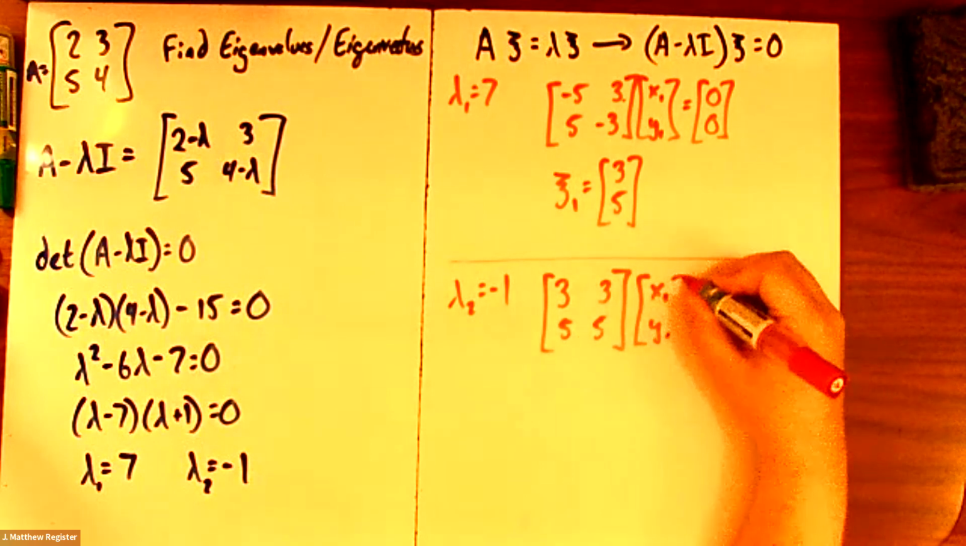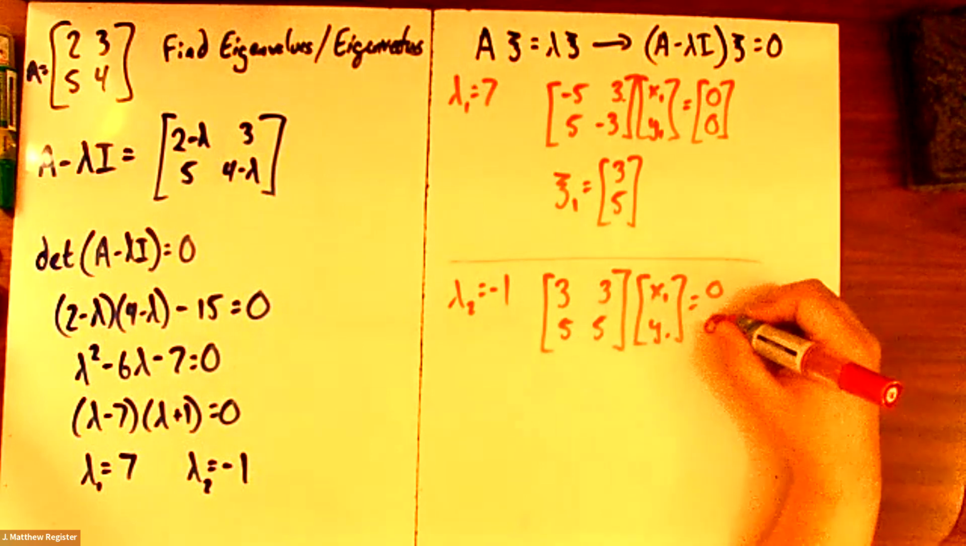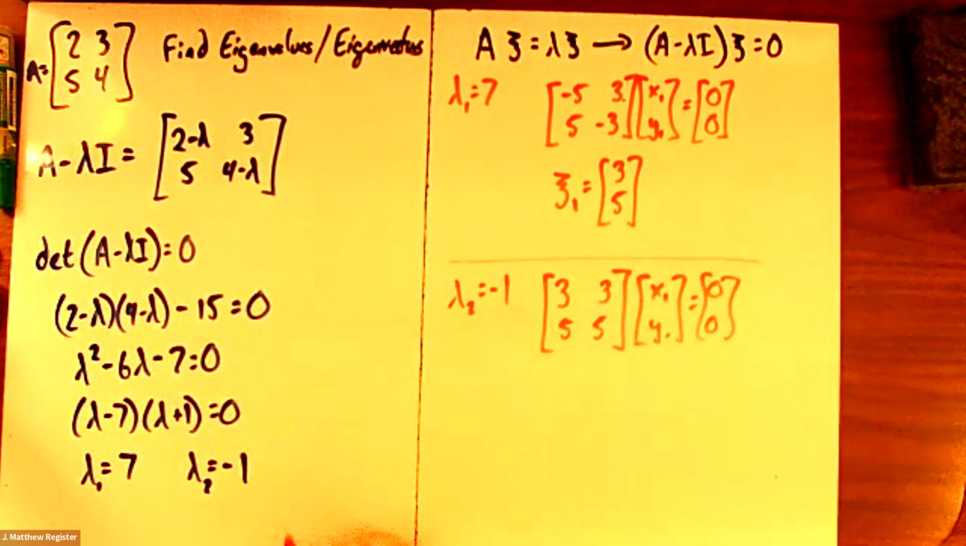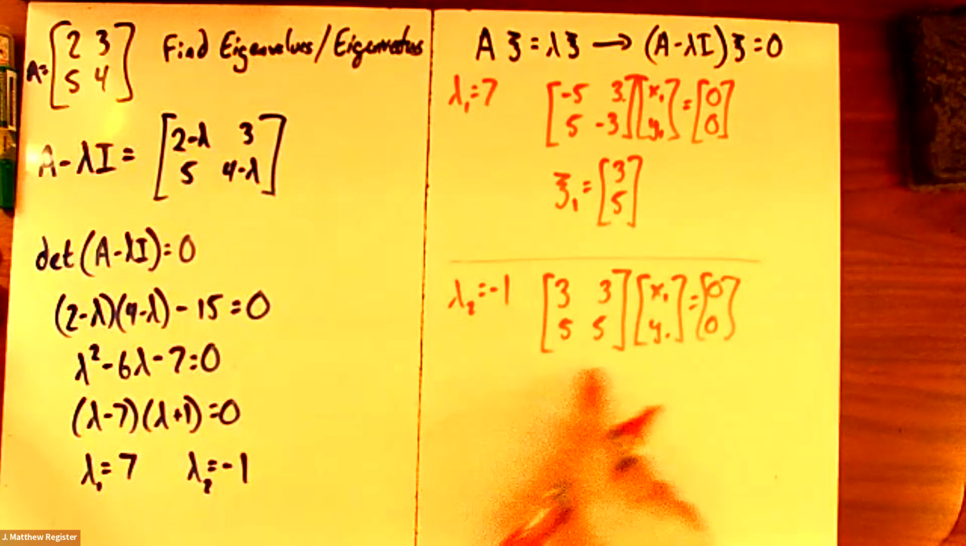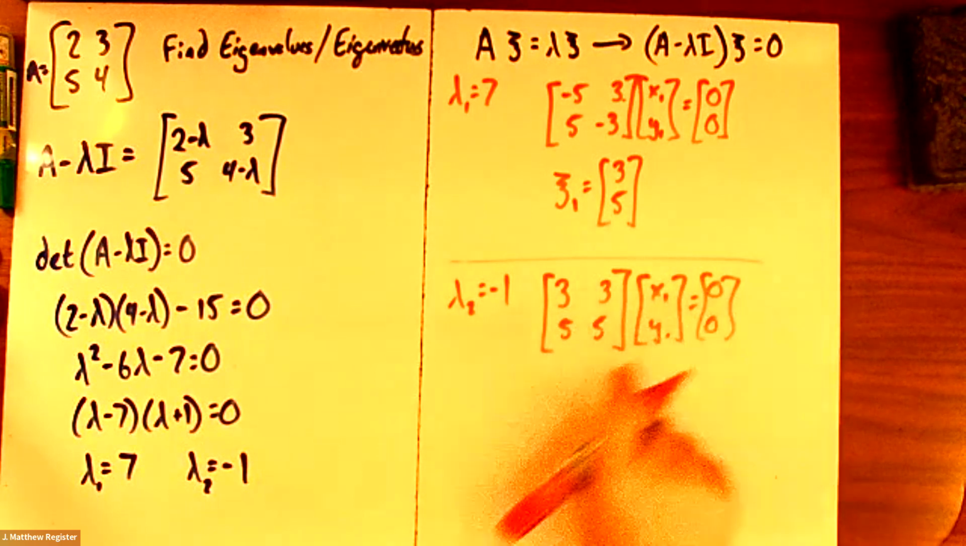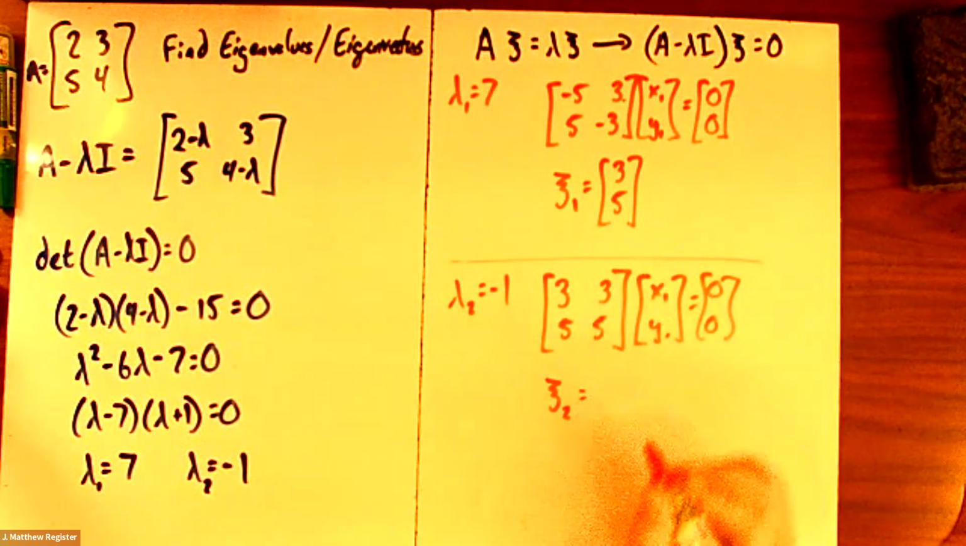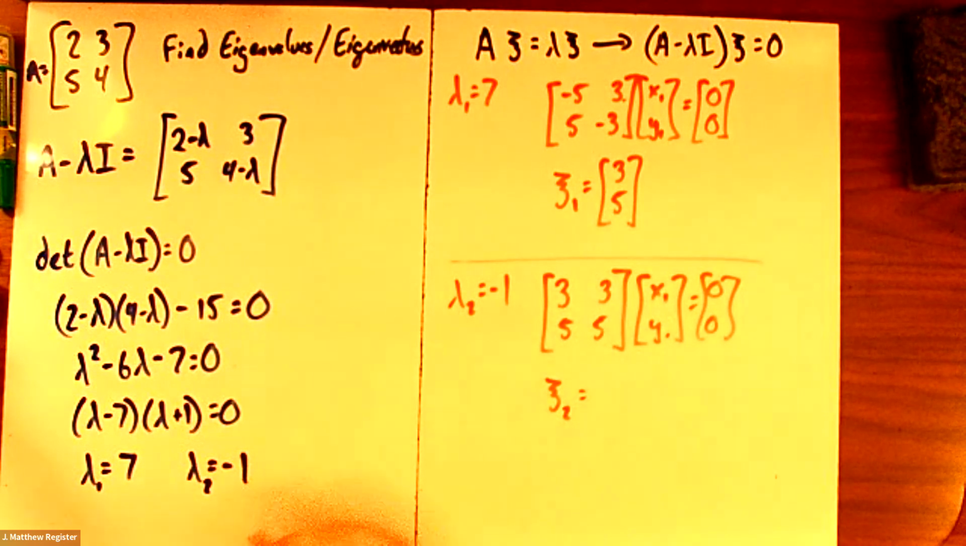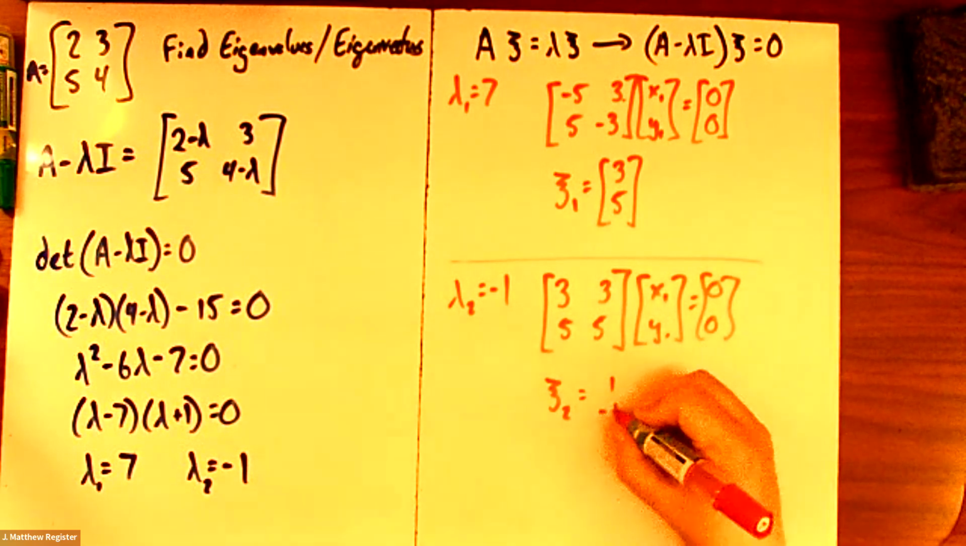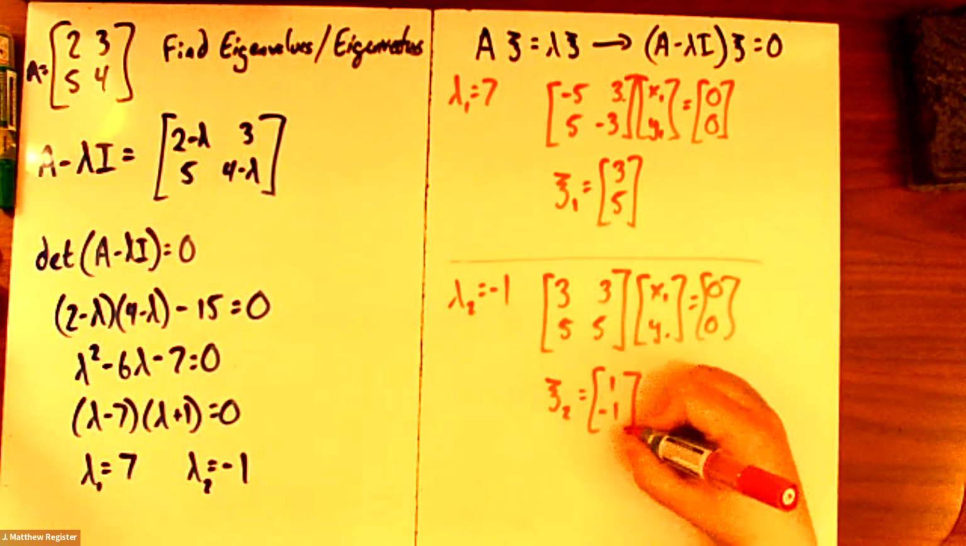x1, y1, 0, 0. And so what vector is going to give us 0, 0? In this case, probably the simplest one is going to be a 1, negative 1.